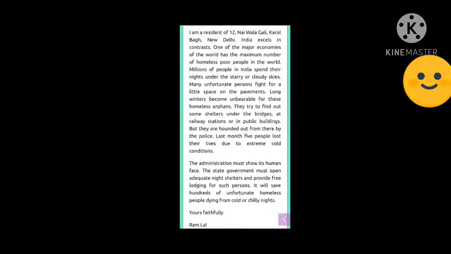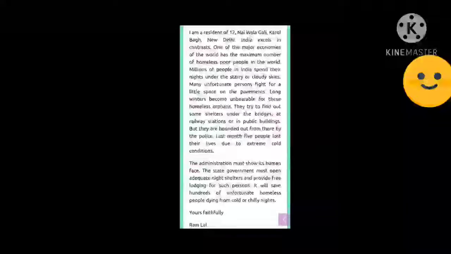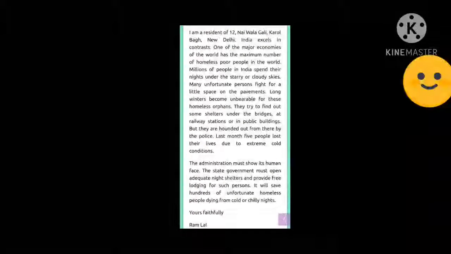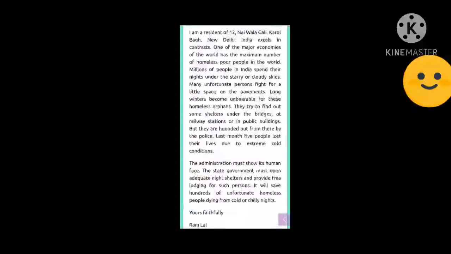That means the government concerned should take initiative by providing some shelter and some food facilities to them, and the state government must open adequate night shelters and provide free lodging for such persons. It will save hundreds of unfortunate homeless people from dying from cold or chilly nights, means unbearable or extremely cold nights. And next, as usual, subscription, yours faithfully, and designation, sign of the person drafting this letter.